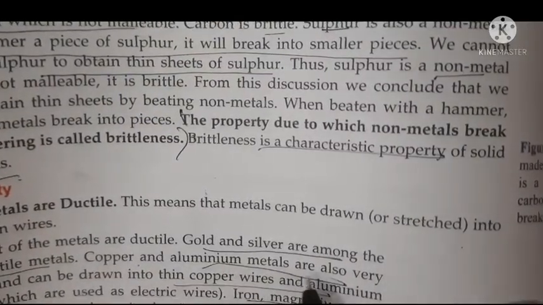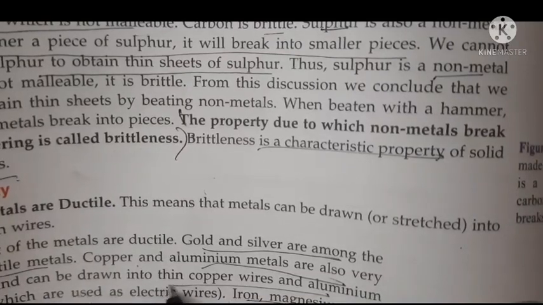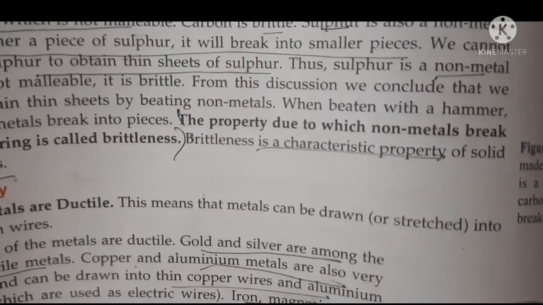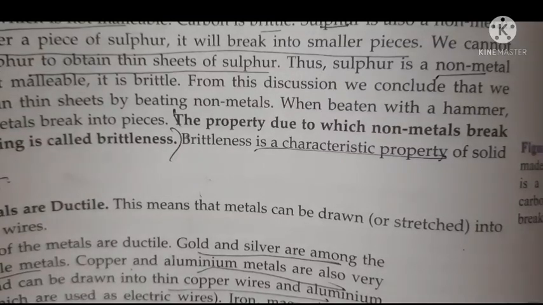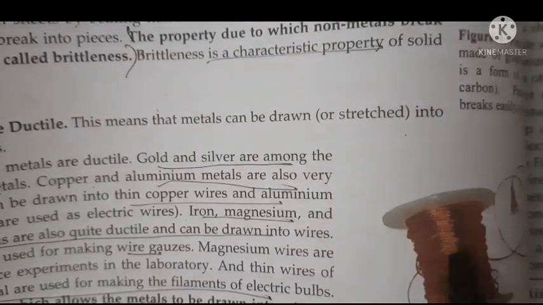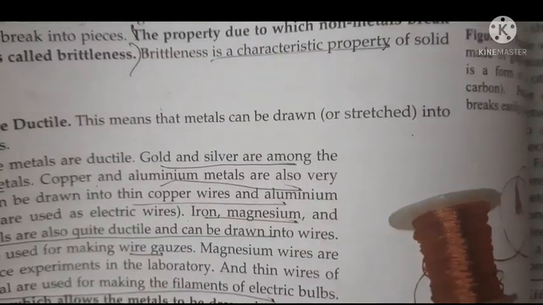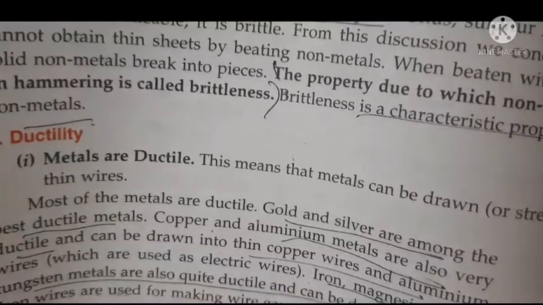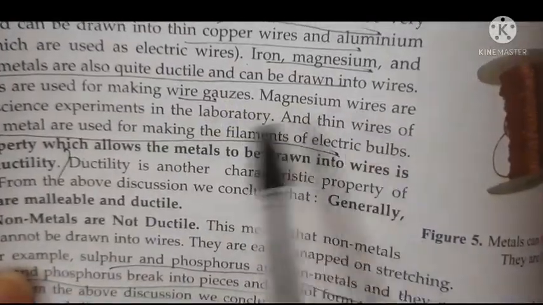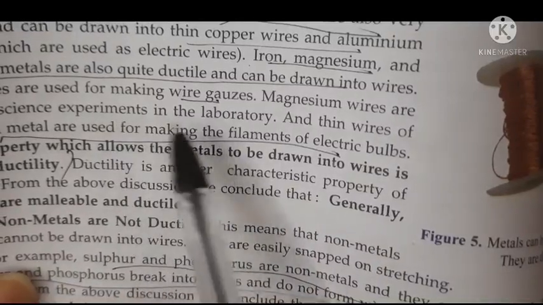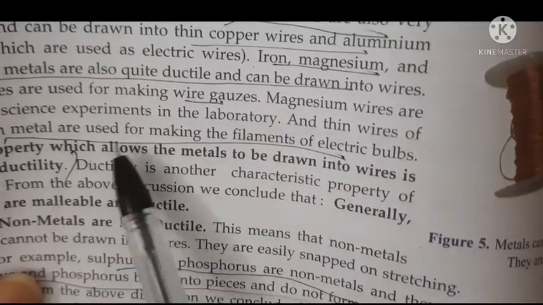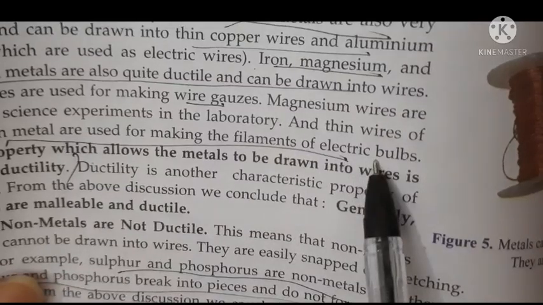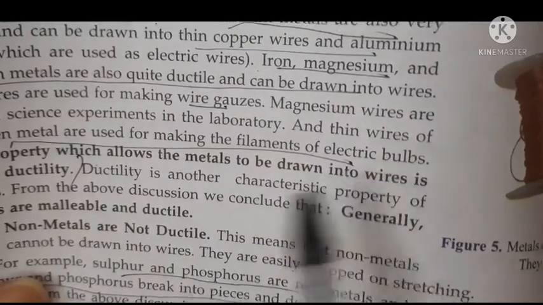Copper and aluminium metals are also very ductile and can be drawn into thin wires. You can see this is a copper wire. So this is ductility. Iron, magnesium and tungsten metals are also quite ductile and can be drawn into wires. Iron wires are used to make wire gauze. You know this thing. Magnesium wires are used in the laboratory, and thin wires of tungsten are used for making filaments of an electric bulb. You have seen that.